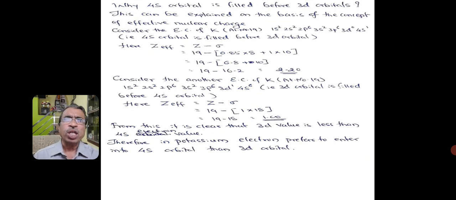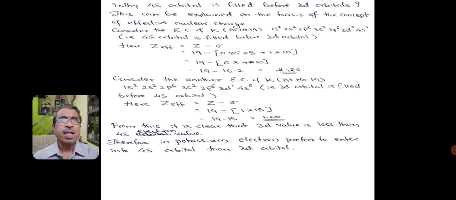There is one more question: why is the 4s orbital filled before the 3d orbitals? This can also be explained on the basis of the concept of effective nuclear charge. Consider the electronic configuration of potassium, atomic number 19: 1s2, 2s2, 2p6, 3s2, 3p6, 3d0, 4s1. Here the 4s orbital is filled before the 3d orbital.